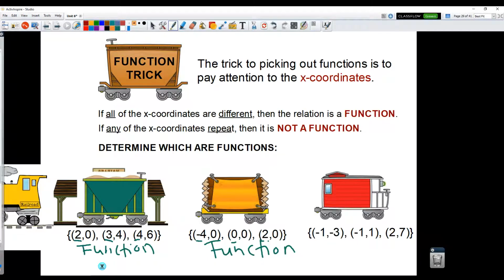Now let's look at the caboose. Let's only look at their x values. So I see I have a -1, -1, and a 2. You see how these repeat? So therefore, this is not a function.